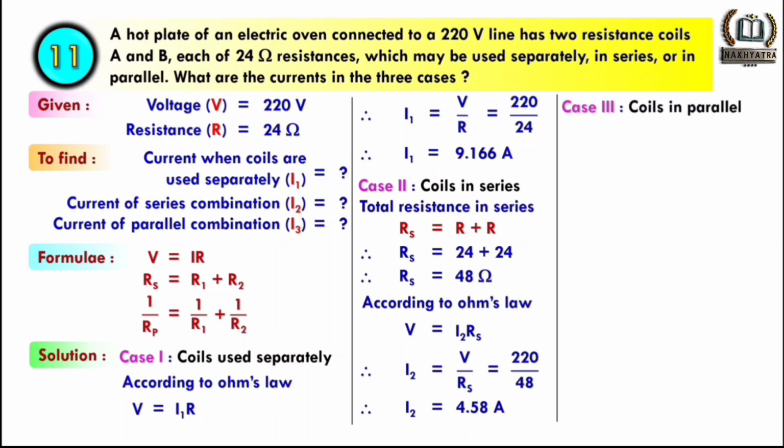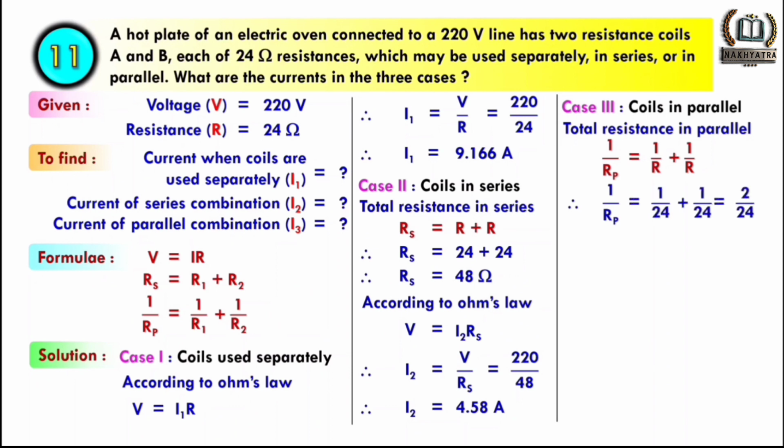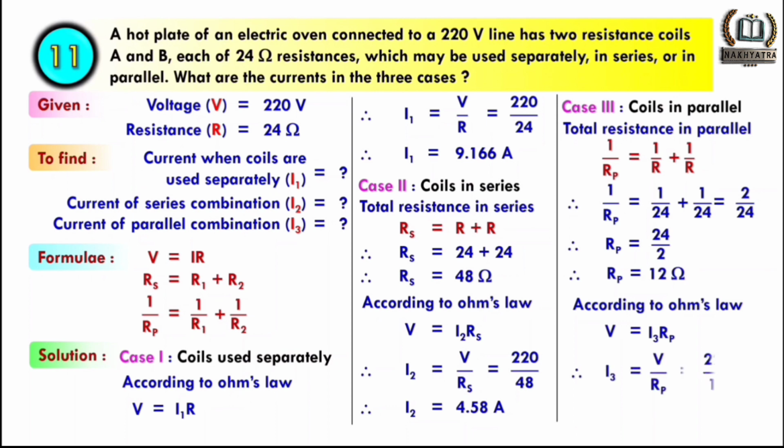Now in case 3, when coils are in parallel, total resistance in parallel, write the formula 1 by Rp equal to 1 by R plus 1 by R. Therefore, put the values. We will get the value for Rp equal to 12 ohm. Okay. Now according to Ohm's law, V equal to I3 Rp. Rearrange it, I3 equal to V by Rp. We will get 220 by 12. Therefore, your current I3 will be 18.33 ampere.